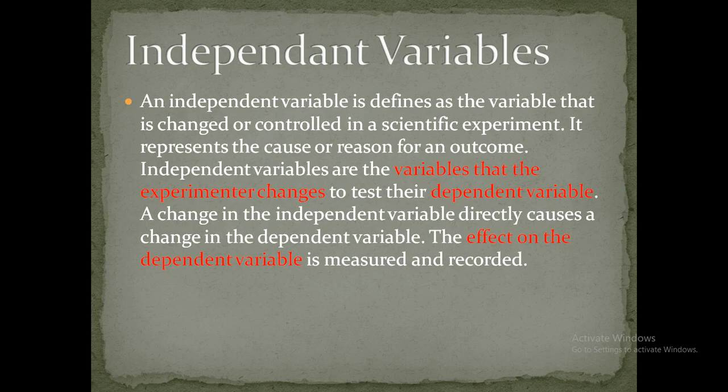Independent variables. As its name indicates, independent means not dependent upon any other factor. An independent variable is defined as the variable that is changed or controlled in a scientific experiment. It represents the cause or reason for an outcome. Independent variables are the variables that the experimenter changes to test their dependent variables. A change in the independent variable directly causes a change in the dependent variable. The effect on the dependent variable is measured and recorded.